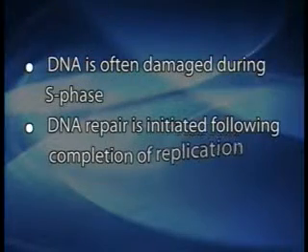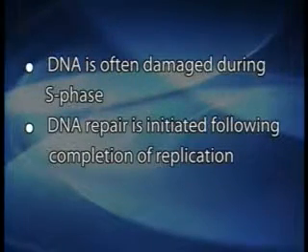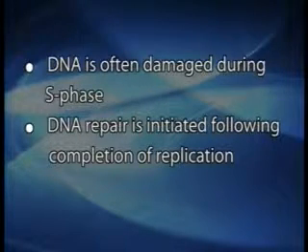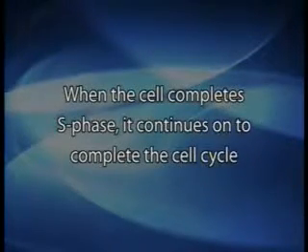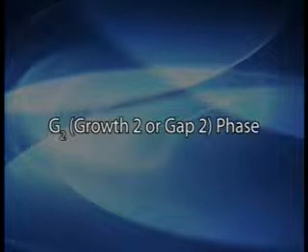Damage to DNA often takes place during this phase, and DNA repair is initiated following the completion of replication. Incomplete or poor DNA repair may flag cell cycle checkpoints, which halts the cell cycle. However, after the cell has completed this phase, it is very likely that the cell will continue to complete the cell cycle. Now G2, or second growth phase in the cell cycle.